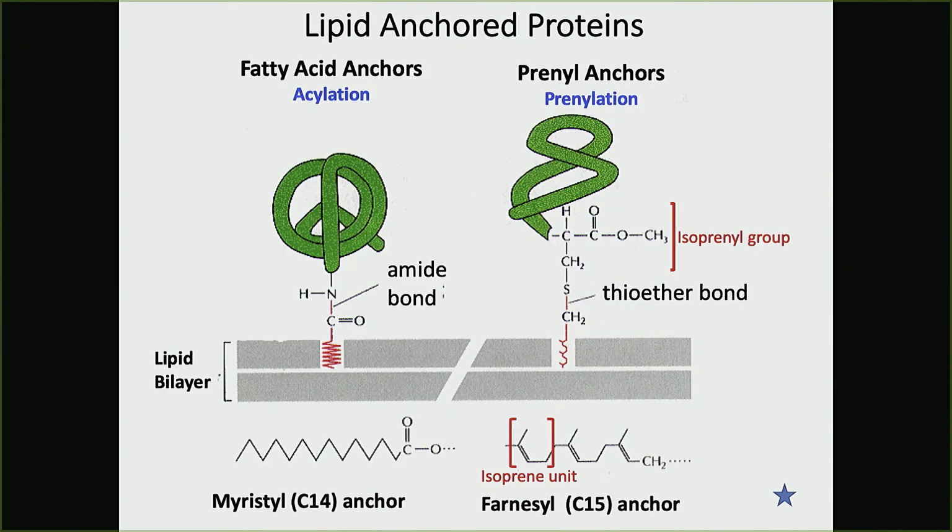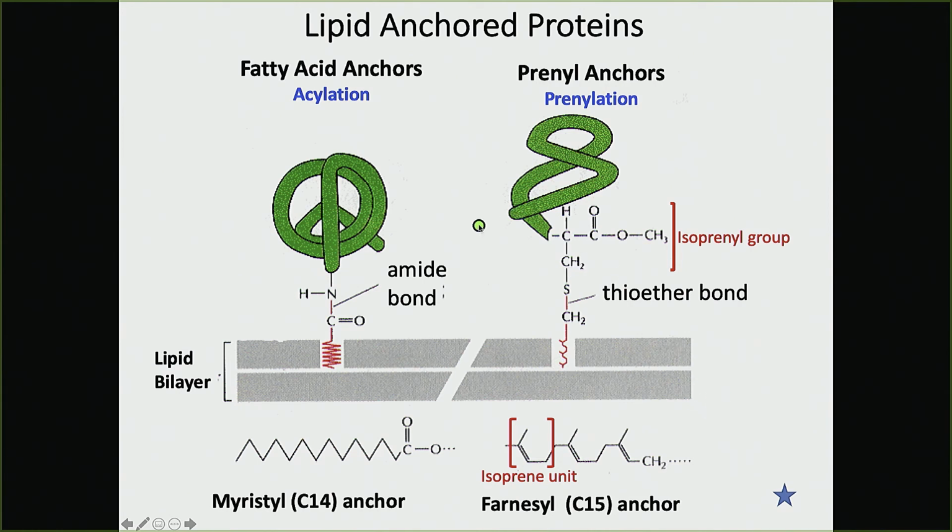So in the acylation, what you are seeing is that you have the protein right here, and it could be many different types. And it forms an amide bond with this long fatty acid chain. So this is a myristyl, which is a 14 carbon fatty acid, and it forms the bond, and that myristyl 14 carbon is inserted into the upper leaflet of the bilayer, and you form an amide bond. Here there is another different way the bond is formed.